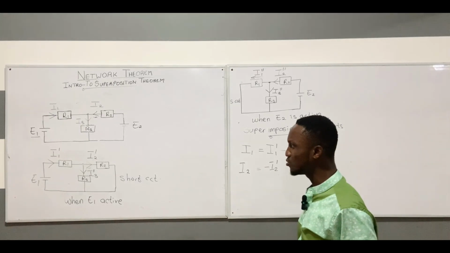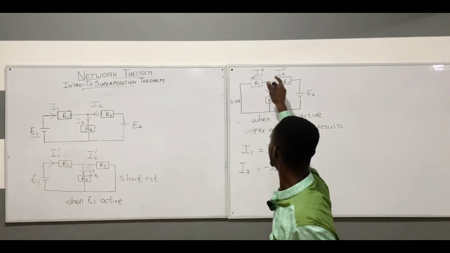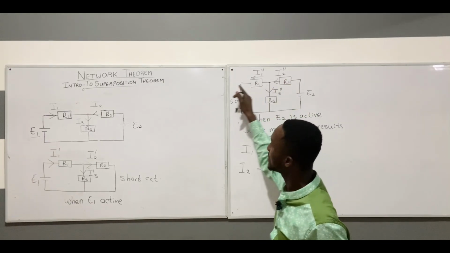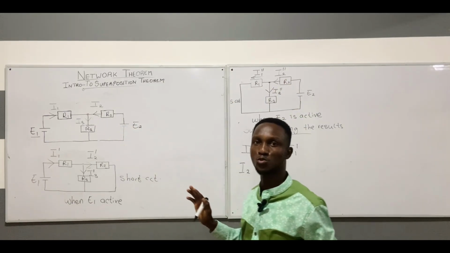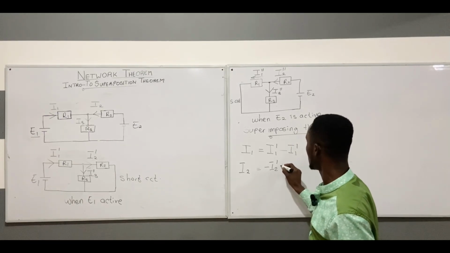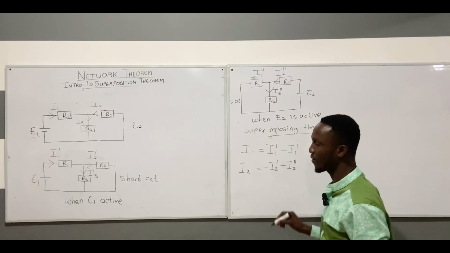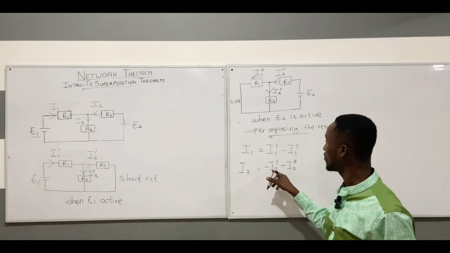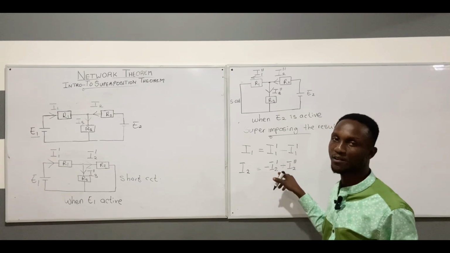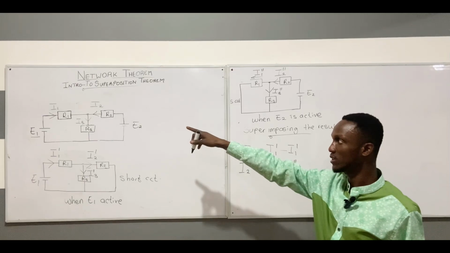Now the next thing we need to do is to compare the direction of I2 with I2 prime prime here. Now when we compare, we can see that they are moving in the same direction. So we maintain a positive current. So if I want to maintain it, it's plus I2 prime prime. Now if you know the value of I2 prime and I2 prime prime, once you add the result, it will give you the value for the current I2 in that branch.